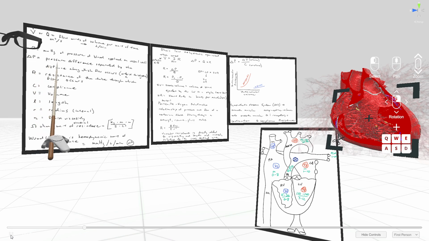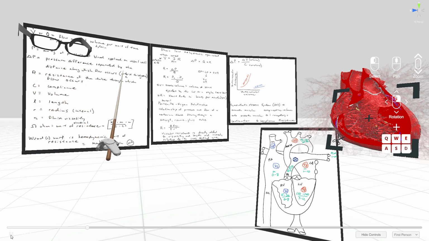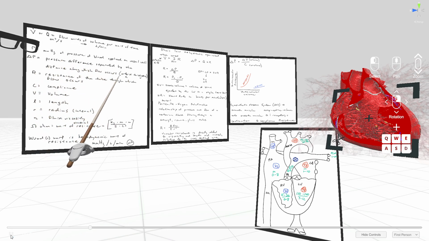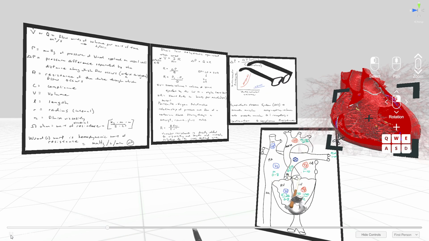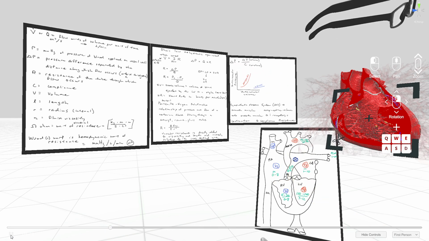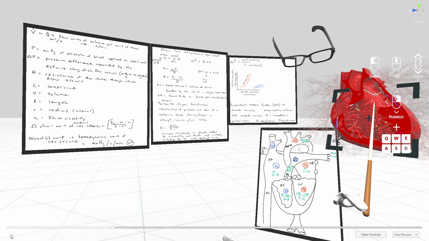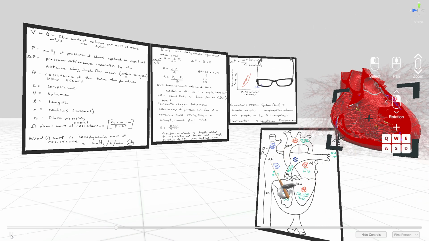Delta pressure, or change in pressure, is the pressure difference separated by the distance along which flow occurs. So in the body, it's going to be from arterial to venous. So the aorta, it's going to be the average pressure that we can generate from here to the venous across the entire system, right? So if we're wanting to get from here to here, that is essentially aorta to SVC, IVC, right atrium.